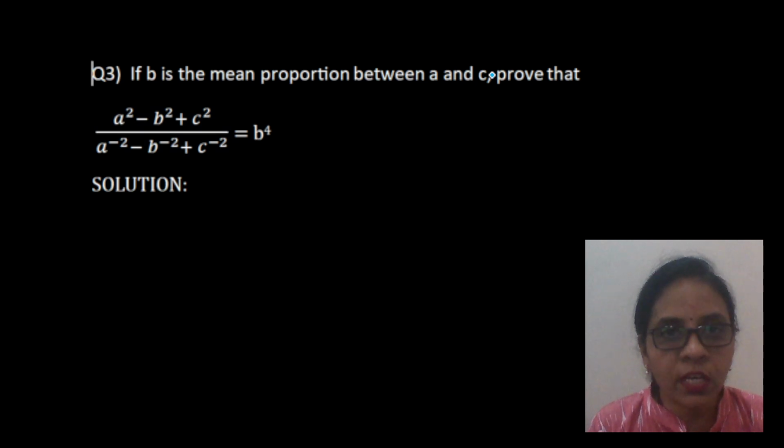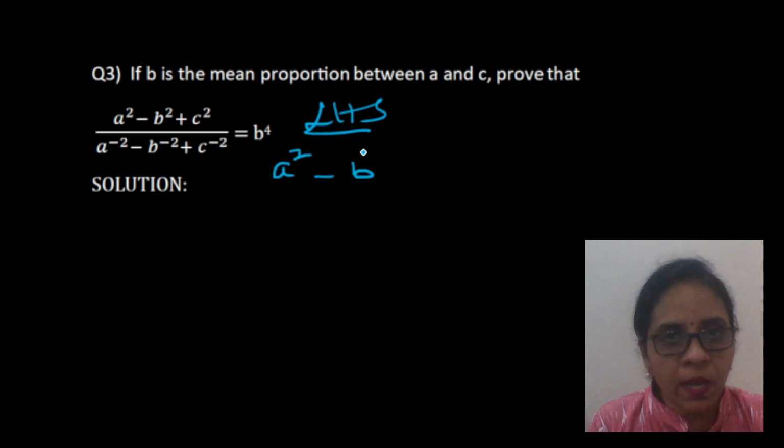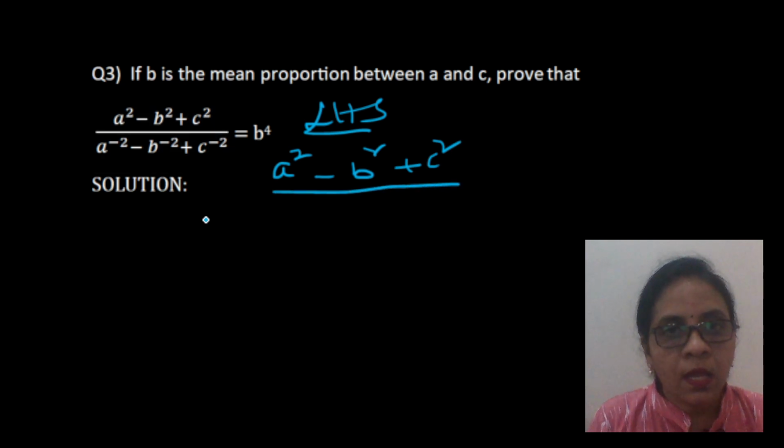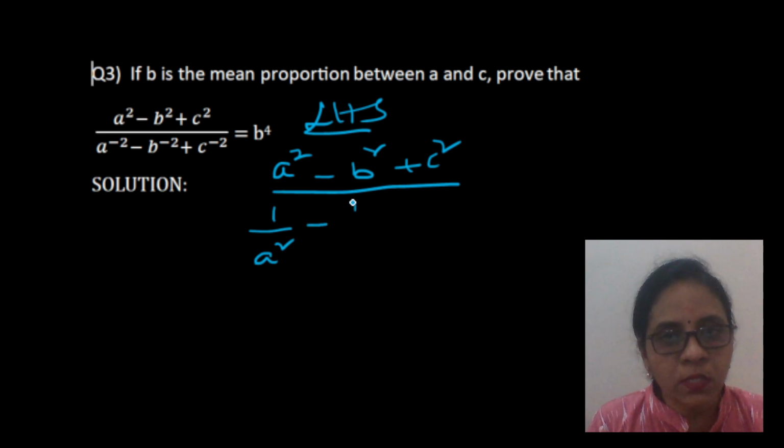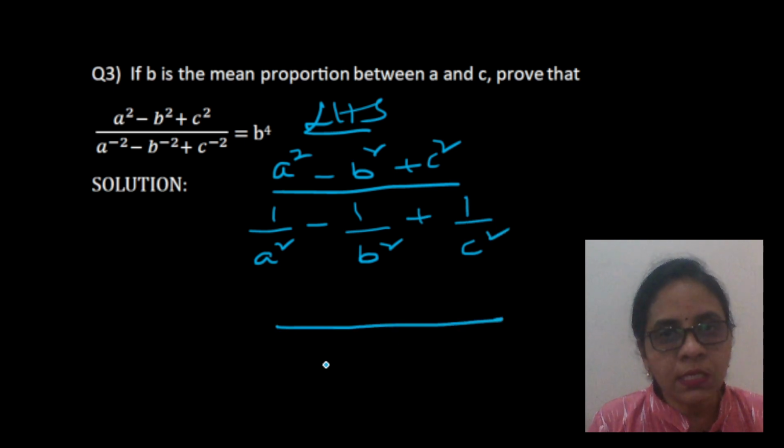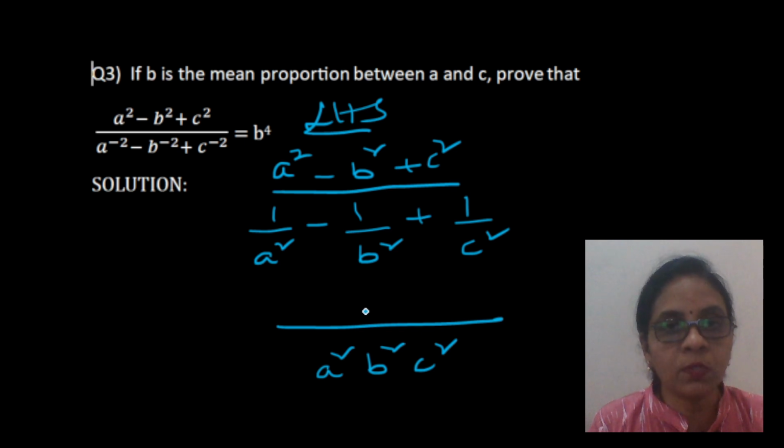Now how do we change? So the LHS here is, leave the numerator as it is. It is a square minus b square plus c square by a power minus 2 which is 1 by a square, b power minus 2 which is 1 by b square, c power minus 2 which is 1 by c square. The LCM for the denominator is a square b square c square.